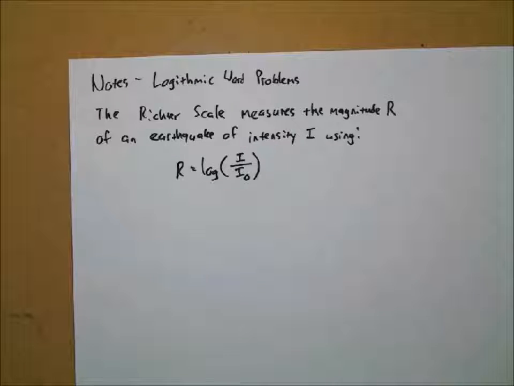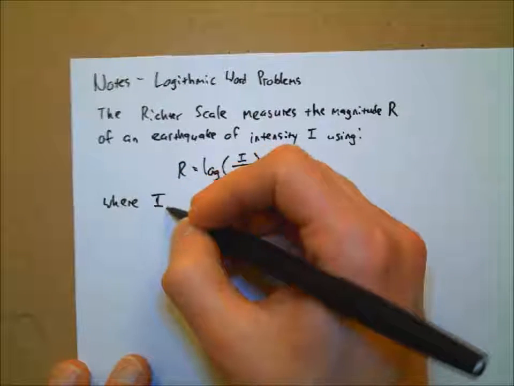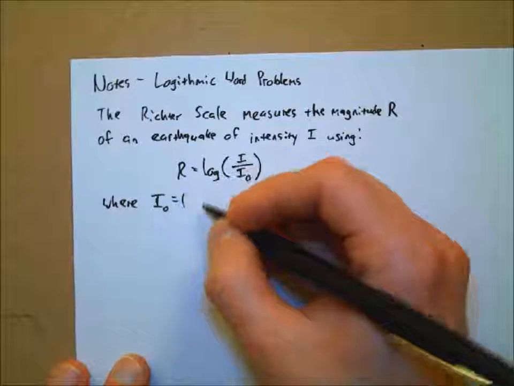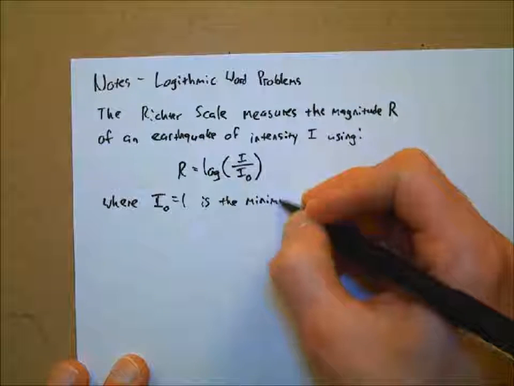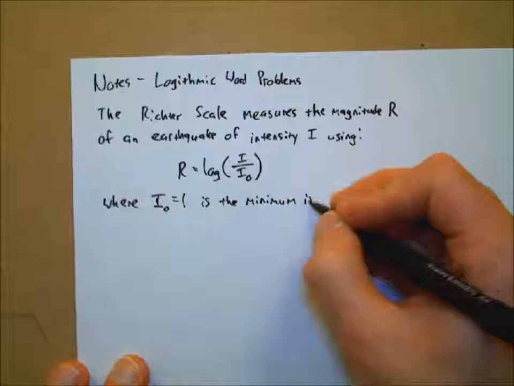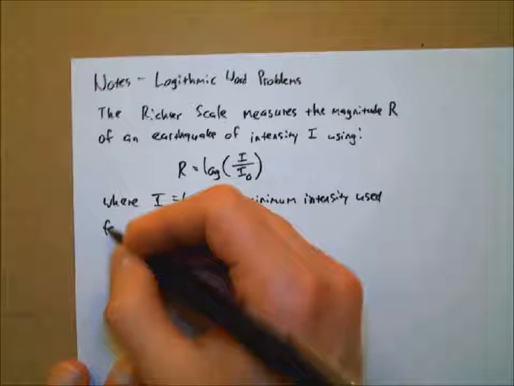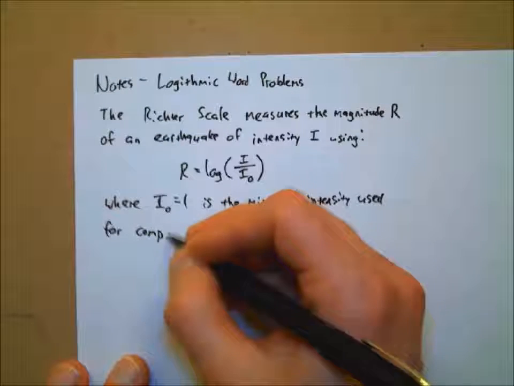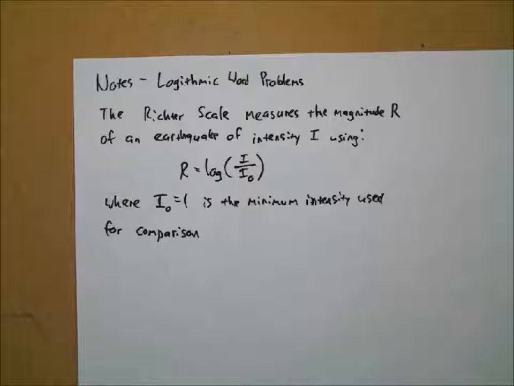Of course I, we already recognize as being intensity. I sub 0 is going to be like your initial intensity. Where I naught, or I sub 0, equals 1, is the minimum intensity used for comparison. I feel like I recently heard that the Richter scale wasn't really used a whole lot anymore. I'm not sure, though, but at least it's something we're familiar with.